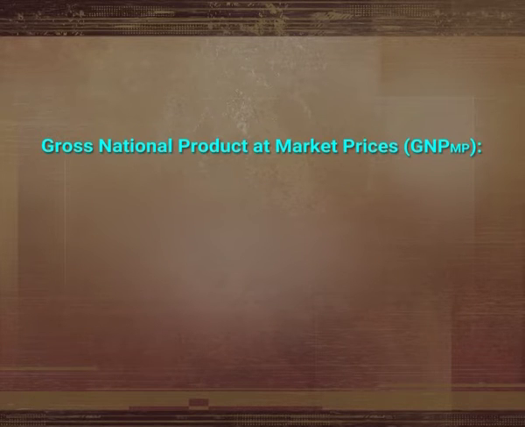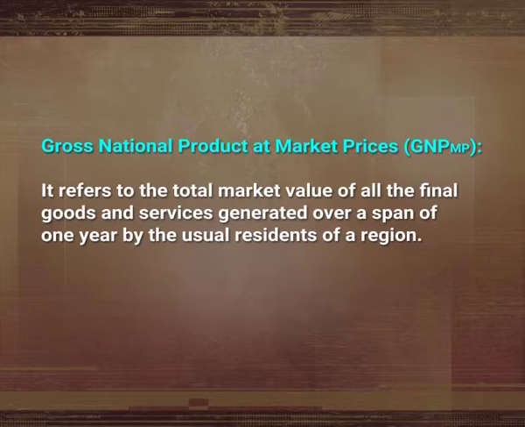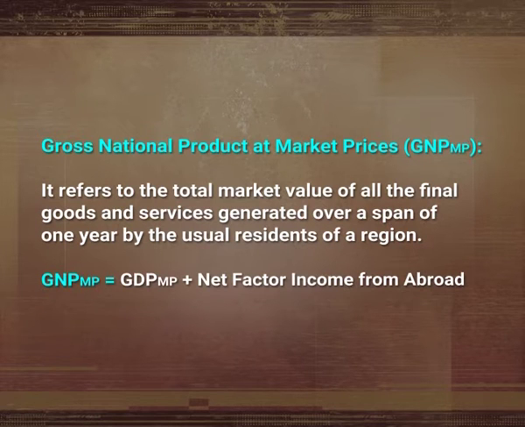Gross national product at market prices, GNPMP. It refers to the total market value of all the final goods and services generated over a span of 1 year by the usual residents of a region. GNPMP is equal to GDPMP plus net factor income from abroad.